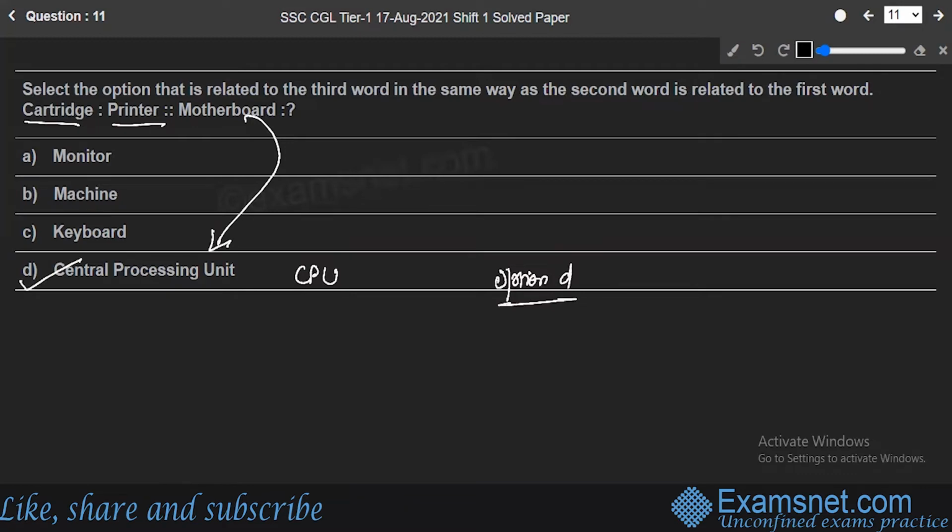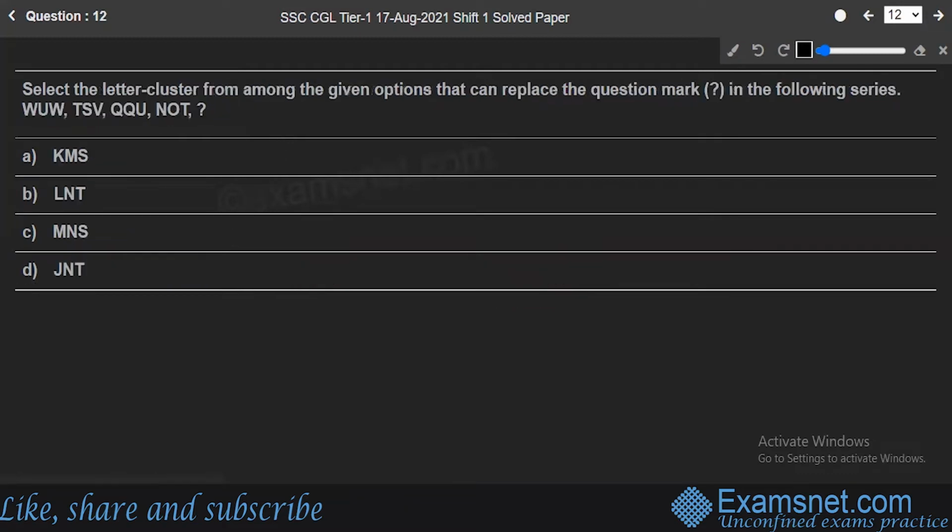All right. Next, question number 12. Select the letter cluster from the given options that can replace the question mark. So here you have WUW, TSV, QQU, NOT. Then after that, what will come in the question mark? KMS, LNT, MNS, or JNT? Which option will come? See, if I'm working on it like this, this is WUW.